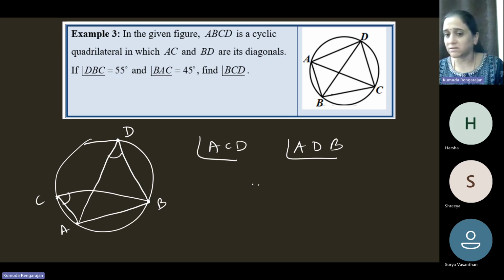Both are in the same segment. These two angles are equal. Angles in the same segment of a circle are equal.